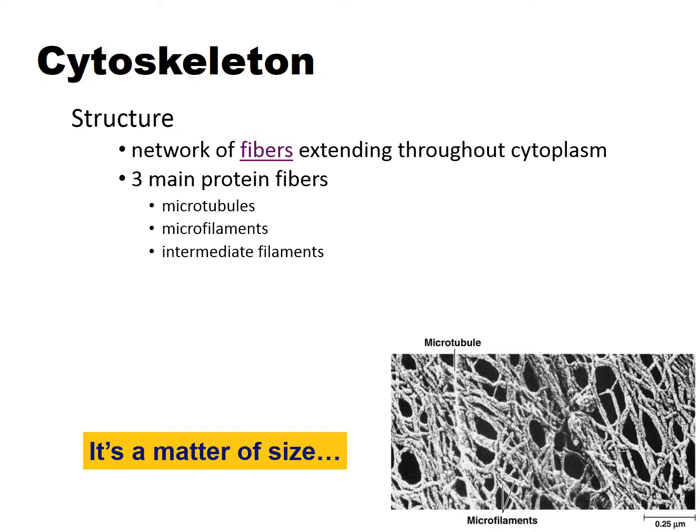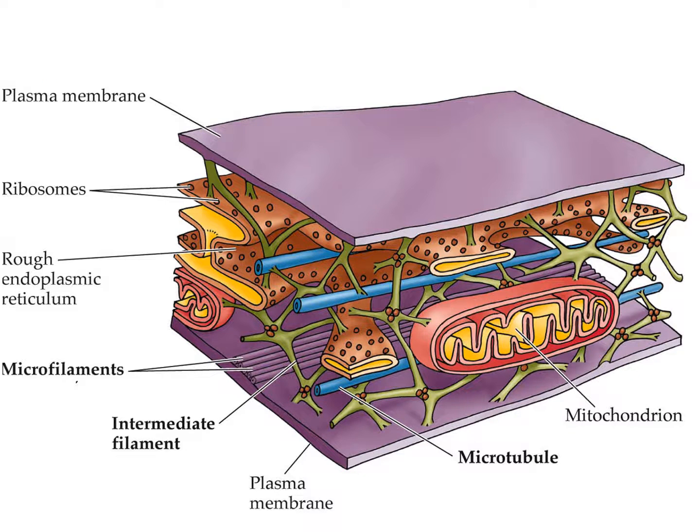The basic way to tell these things apart is by how big they are. And this diagram gives you a little bit of a picture as to the relative size of the different things. Here you can see that the microtubules are pretty large in comparison with the microfilaments. The intermediate filaments are kind of midway in between the two. So big, medium, small.